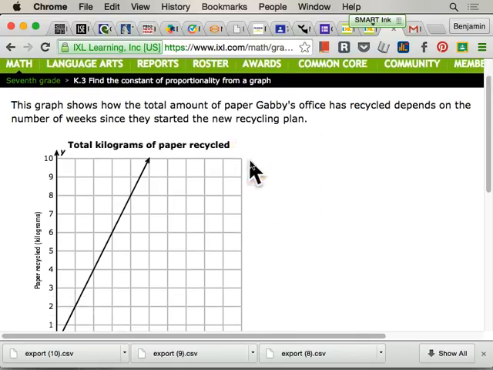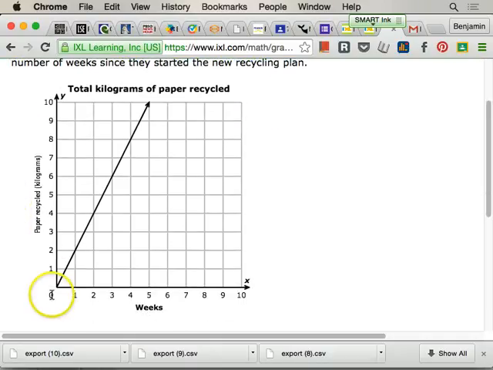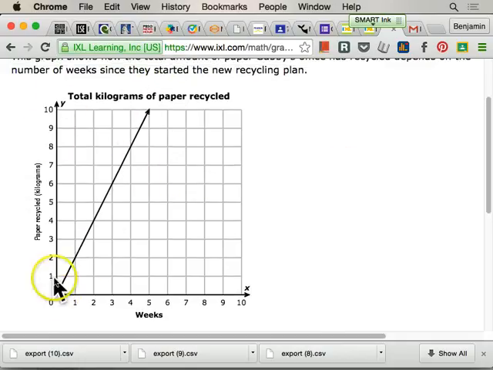This graph shows how the total amount of paper Gabby's office has recycled depends on the number of weeks since they started the new recycling plan. So the first thing I want to do is make sure we understand what's going on here. First, let's make sure it's a proportional relationship. It goes through the origin and it's a straight line. Second, let's look at what's going on with the y and the x.